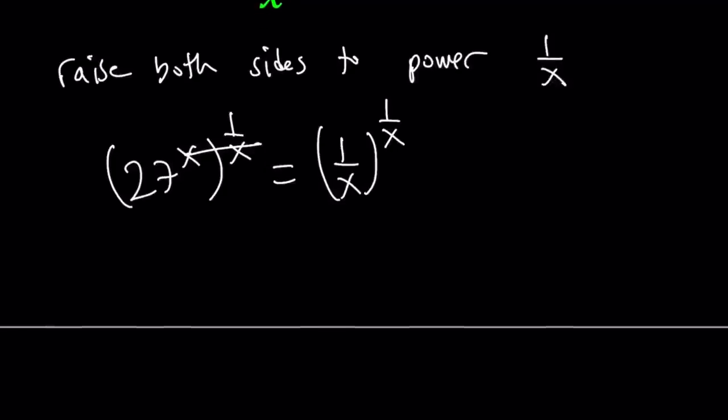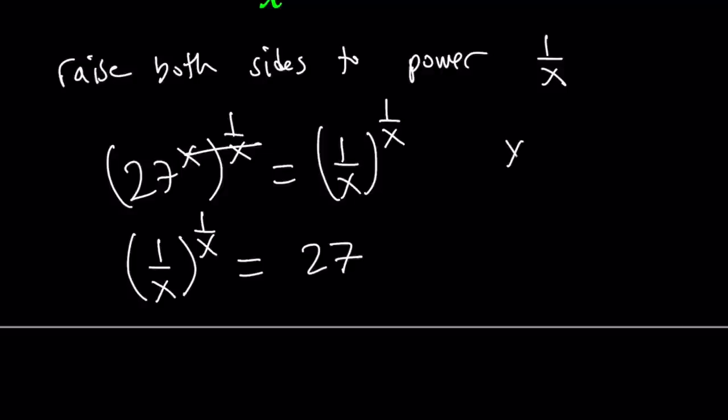Let's go ahead and write what's on the right-hand side on the left-hand side. So, kind of switch sides here. Write this as 1 over x to the power 1 over x equals 27. So this is nice, and I'm pretty sure you already guessed the answer, right? Okay, by the way, I forgot to say, but we do know that x does not equal 0, so I was able to raise both sides to the power of 1 over x, so that's allowed.